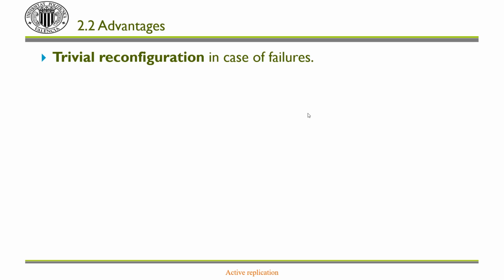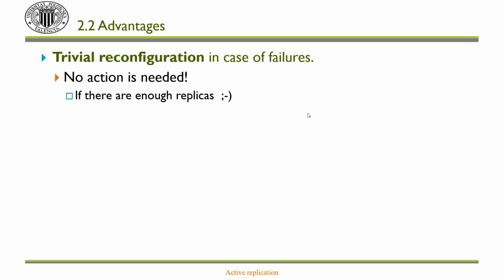The advantages of this replication model are the following. There's a trivial reconfiguration in case of failures, basically because all replicas behave in the same way and all of them have the same state. But the requirement here is that we should keep at least a minimal amount of replicas once there's a set of failures.